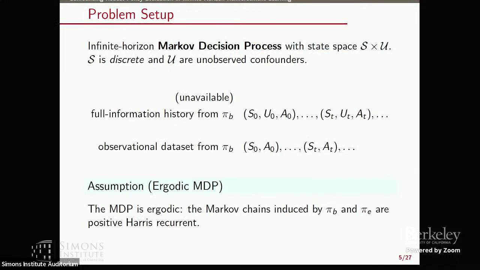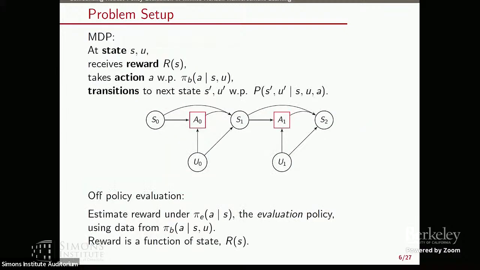And so I'm going to posit that the data came from what was an infinite horizon Markov decision process on a full information state space, the product space of S and U. So S is the observed state space. It's going to be restricted to be discrete, and U is a space of unobserved confounders, which can be quite general. So the underlying dynamics are a bona fide Markov decision process. We observe trajectories omitting this unobserved confounder information, and it was ergodic on this full information state space.